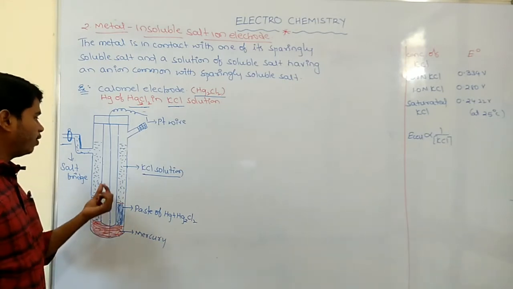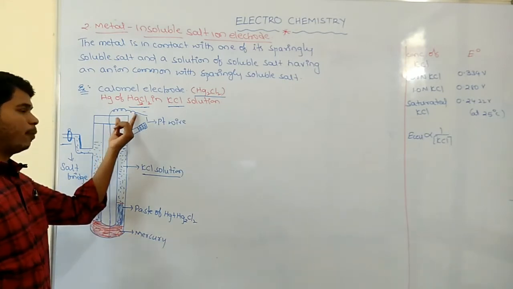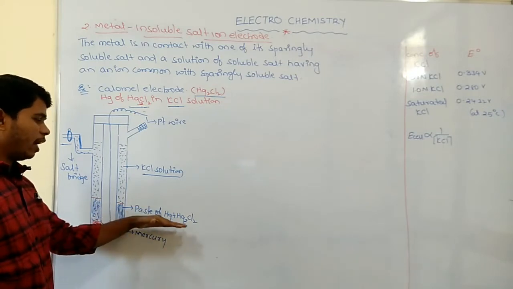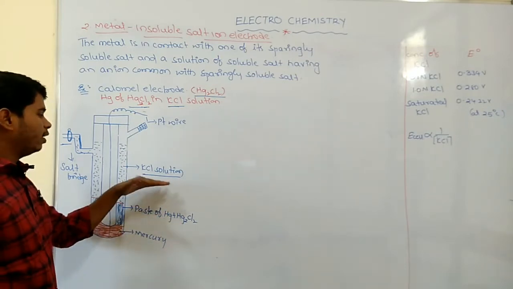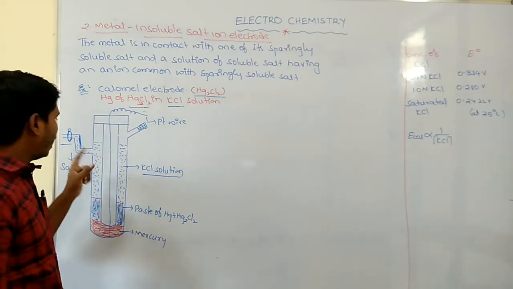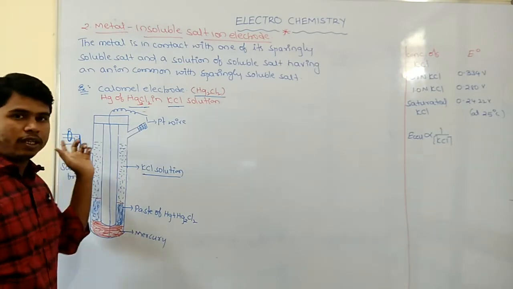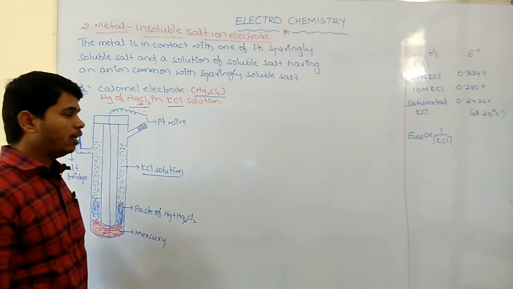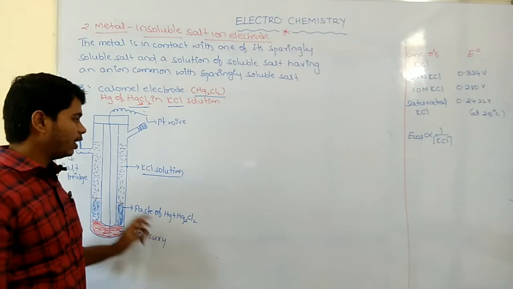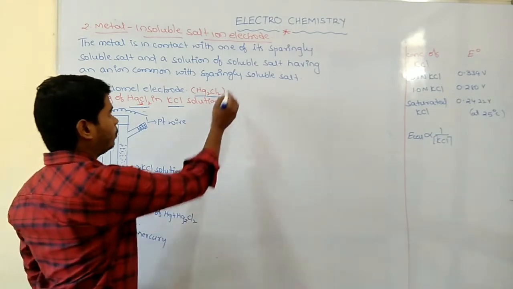A glass tube contains the platinum wire, the mercury, then the paste of mercury and mercurous chloride, and KCl solution, and the salt bridge is connected to the other half cell. Then let me discuss what type of cell reactions occur in the calomel electrode.